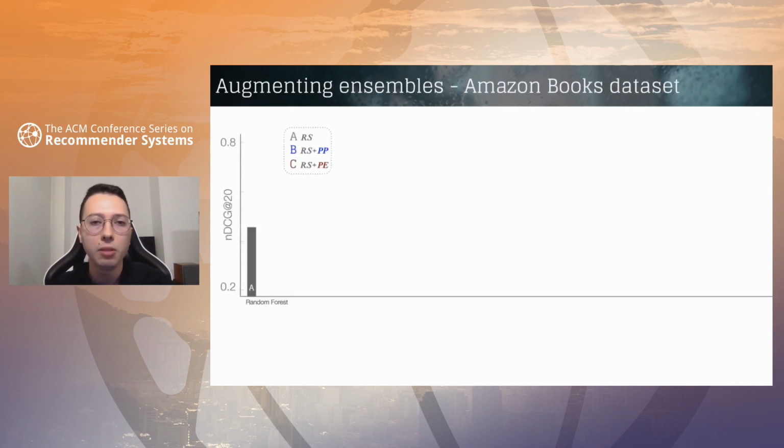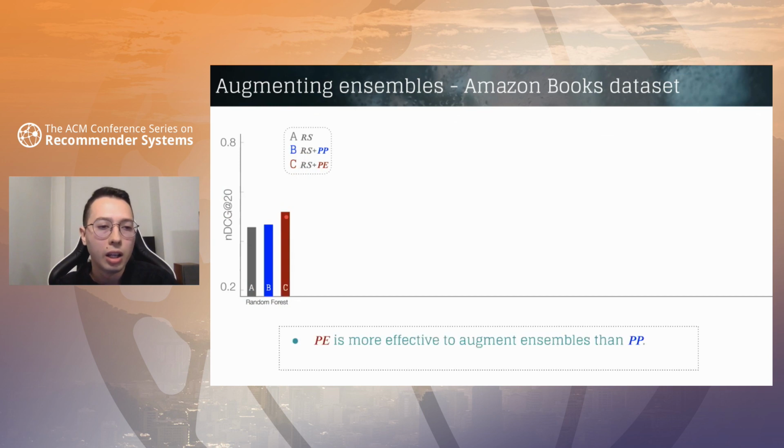But let's go to the main results, which is what input space is more effective, and whether it's robust to different learning algorithms as the ensemble. Here on the x-axis, we have a random forest, which means that we use all the 32 recommender systems as input for this random forest, which will output the final recommendation, and then we achieve this NDCG. B means that we are using both the performance predictors and the base recommenders, which is slightly better. And if you use the performance estimates, we see that it's even more effective.